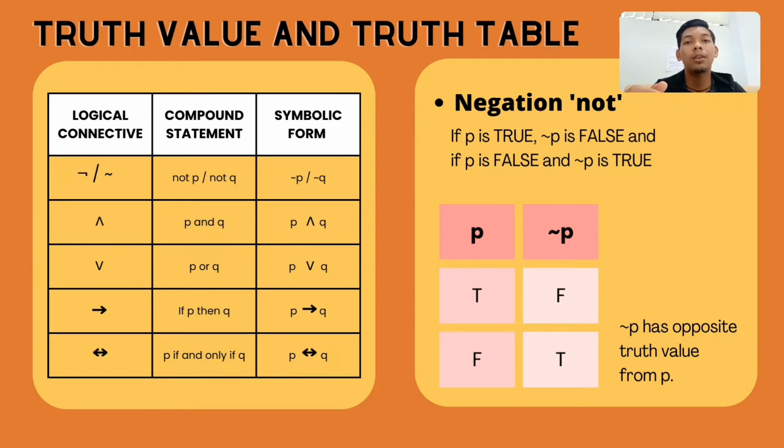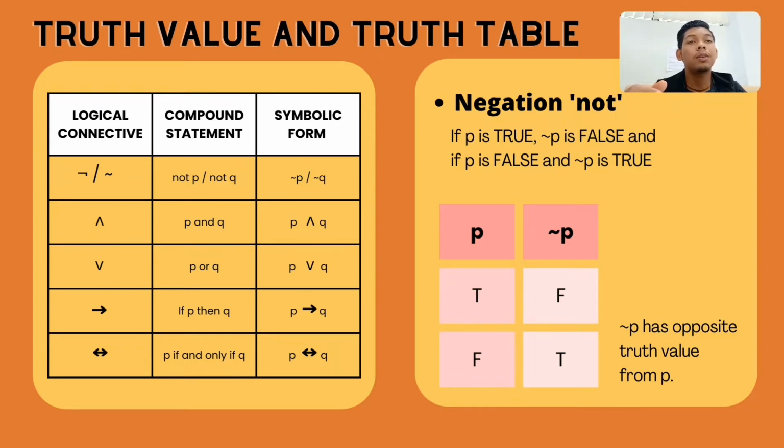The fourth one we have if then. That is the symbol for if then. So the compound statement is if P then Q. In the symbolic form, we take a look here, if P then Q. Alright. And the last one we have biconditional, if and only if. The compound statement is P if and only if Q. In the symbolic form here, P if and only if Q.